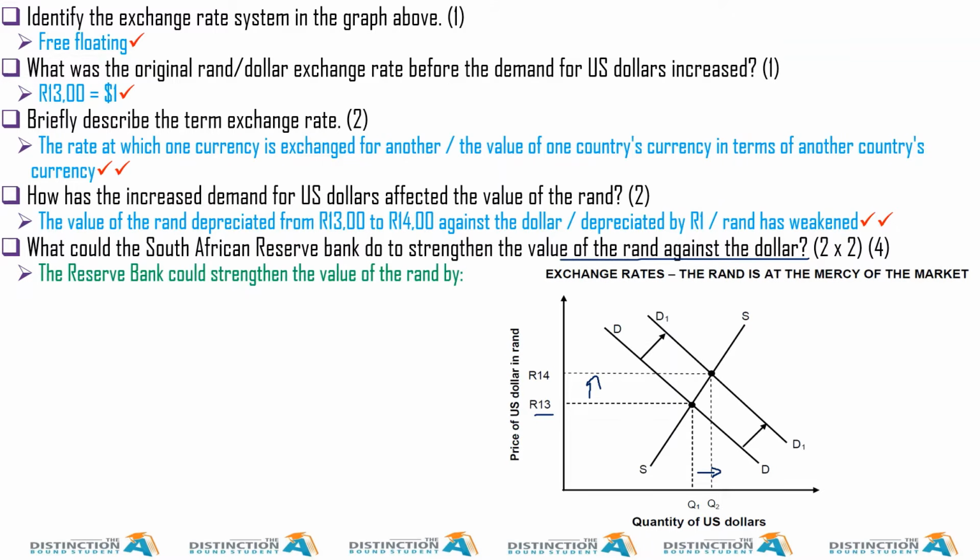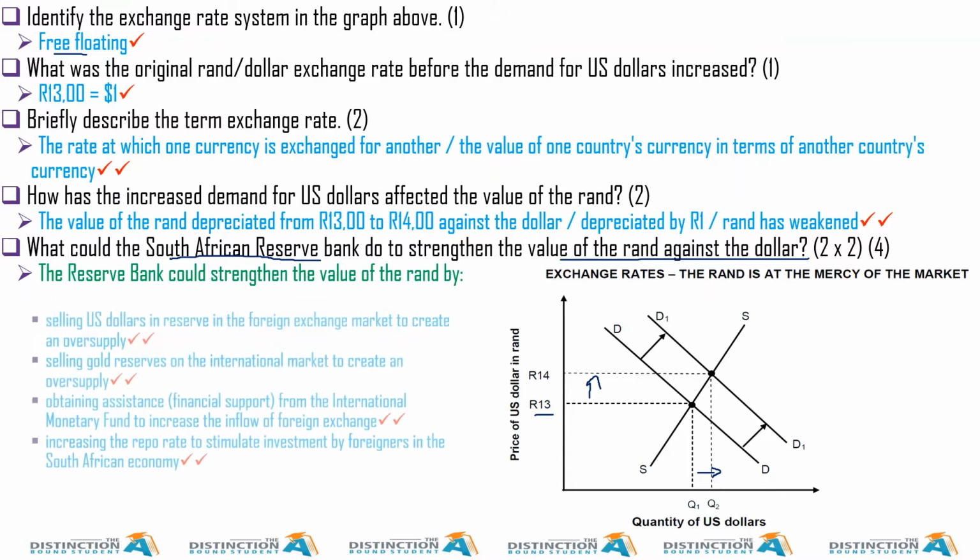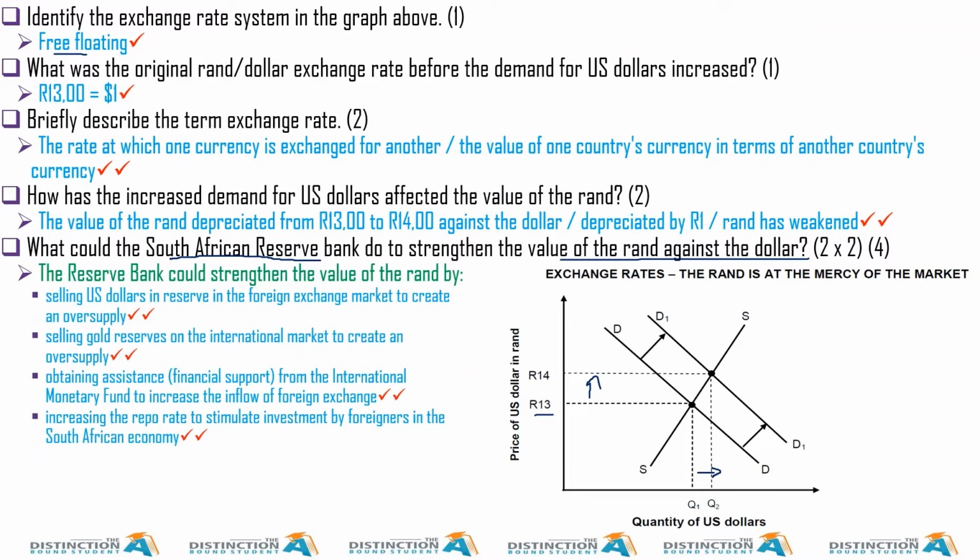What could the South African Reserve Bank do to strengthen the value of the currency? And if the Reserve Bank does something, it contradicts the free floating idea, because now there's a bit of intervention happening there. Right, the Reserve Bank, a couple of things that they can do. Number one, they can sell US dollars in reserve in the foreign exchange market to create an oversupply. So if they sell USD, it will be something like this.